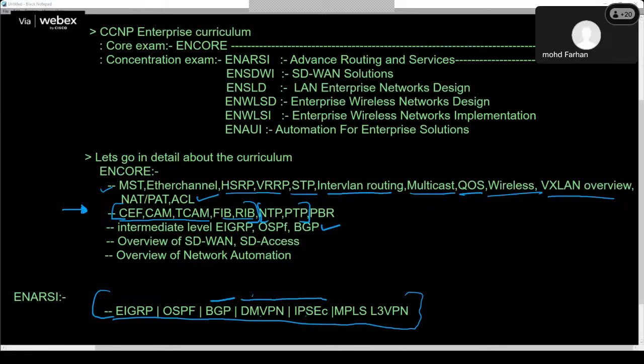Sir, we will practice on Cisco Packet Tracer? No, we will be practicing on the labs of networking. Everyone will have access to that. Yeah, right.